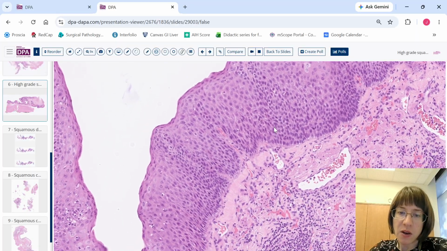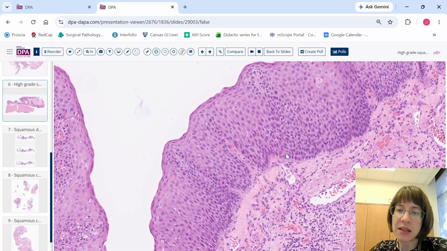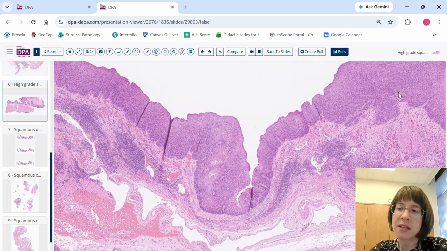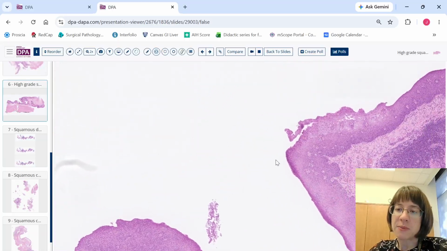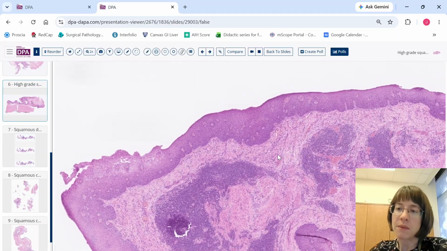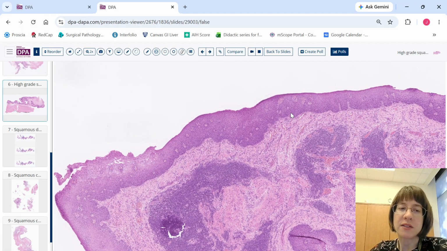For instance, if we go over to this area, I'm not seeing that atypia going halfway up or more. So if I only had this area, I'd be at low-grade squamous dysplasia. So this is a good slide to study just to see the spectrum of changes that you can get. And again, we will remember this patient did progress to esophageal squamous cell carcinoma, although that is not on this slide.